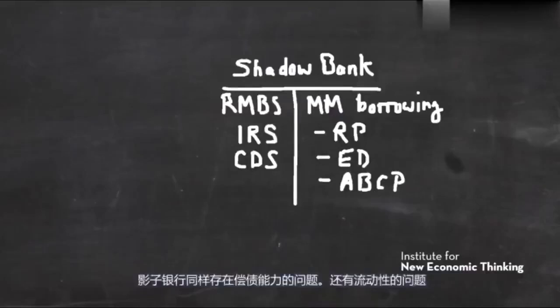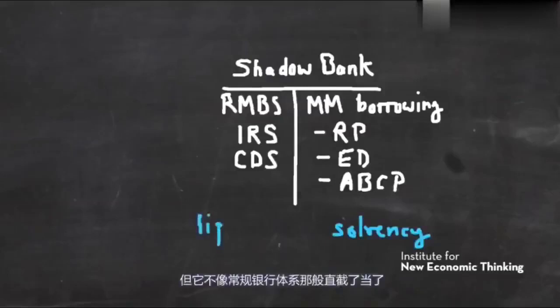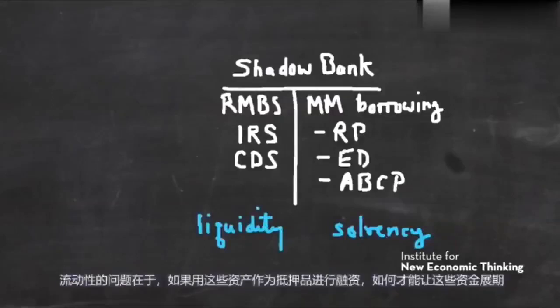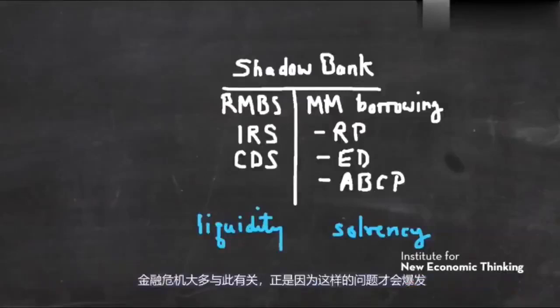Again, there's an issue of solvency. And an issue of liquidity. But it's not so easy as it is in the regular banking system. The issue of liquidity is really about being able to roll over this funding. Okay, using this as collateral for the funding. This is short-term funding. So if the money markets freeze up, you can't roll it over. You have to liquidate. Okay, this is what a lot of the financial crisis is about. Okay, is exactly this kind of problem.